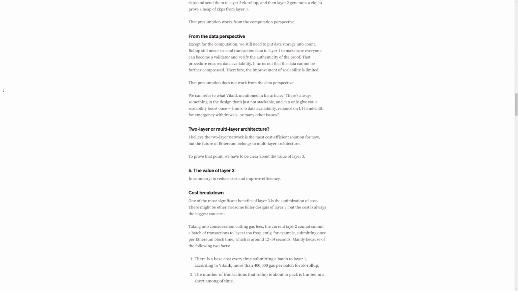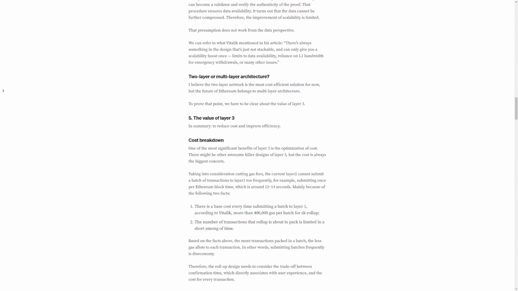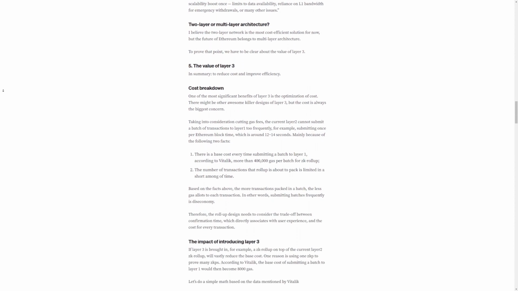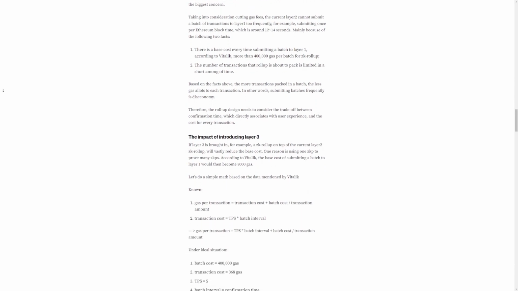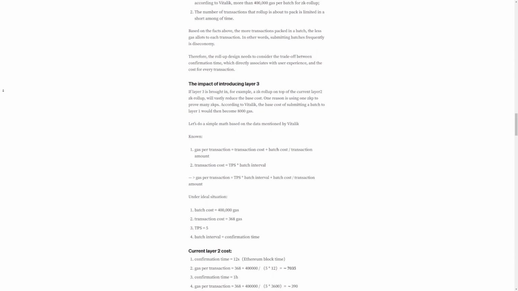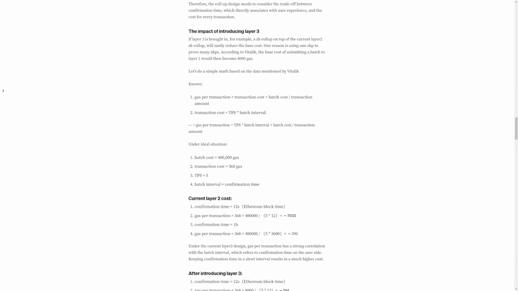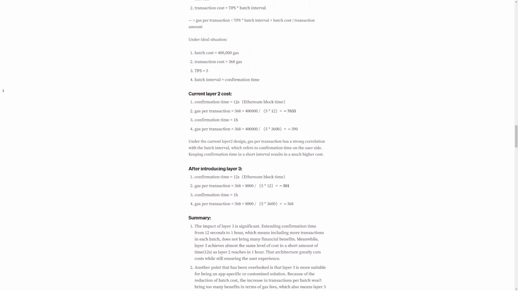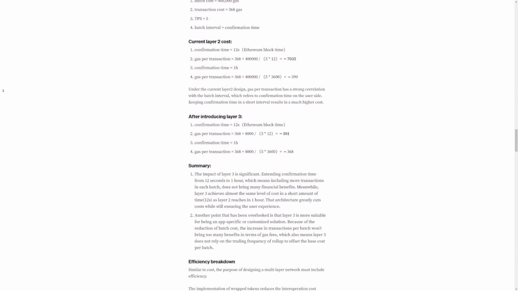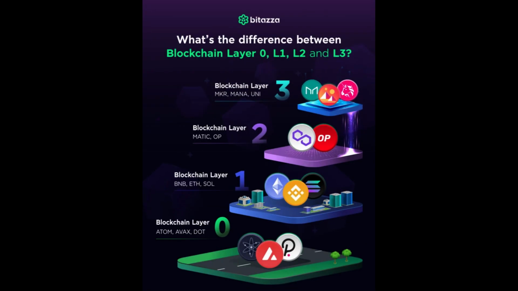Layer 3 solutions aim to provide a complete ecosystem for decentralized applications, dApps, and services, including decentralized finance, DeFi, non-fungible tokens, NFTs, gaming, and other decentralized internet applications. This level can further enhance scalability, interoperability, and user experience. While both Layer 2 and Layer 3 aim to address the limitations of blockchain, primarily in terms of scalability and transaction speed, they operate on different premises.